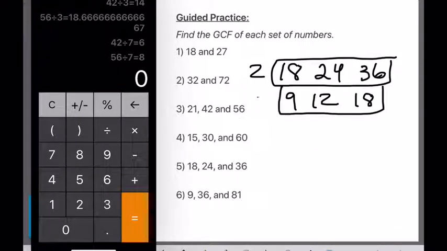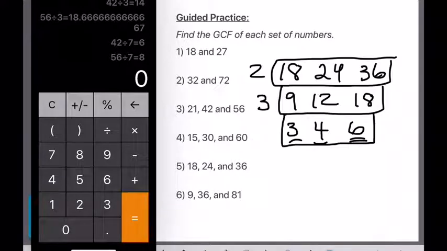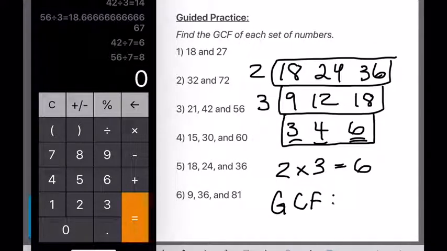9, 12, and 18 can all be divided by 3. 9 divided by 3 is 3. 12 divided by 3 is 4. 18 divided by 3 is 6. 4 and 6 can both be divided by 2. 3 and 6 can both be divided by 3. But there is no number that all three numbers can be divided by. So this is the end of our dividing. So our GCF is 2 times 3, which is 6. So the GCF of 18, 24, and 36 is 6.